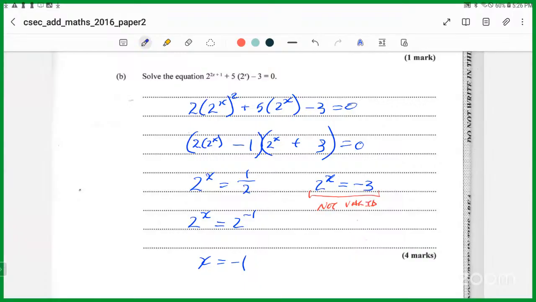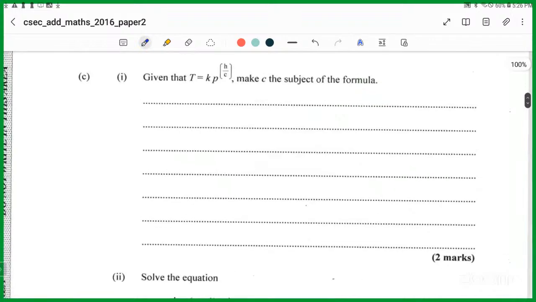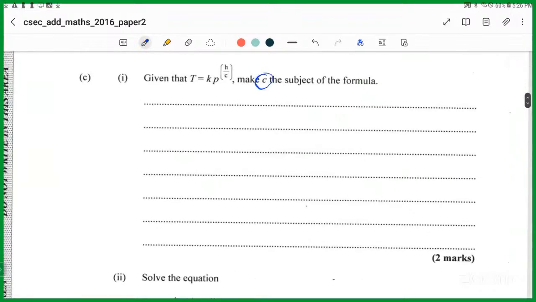All right. Let's see what other question. Then I gave you this one to do as well. This one wants us to make C the subject. This C up here, we want to make it the subject. And to get this C out of the power, basically you would take logs. If you have a quantity or a variable in a power and you want to get it out, you take logs.